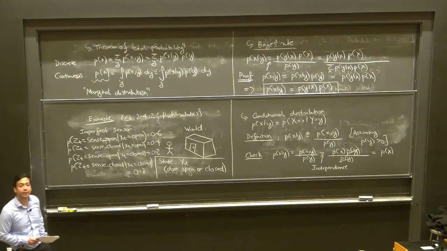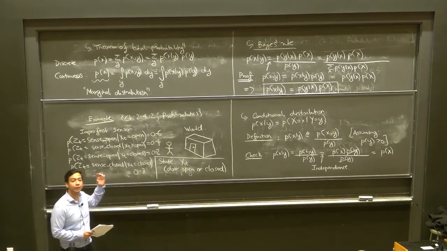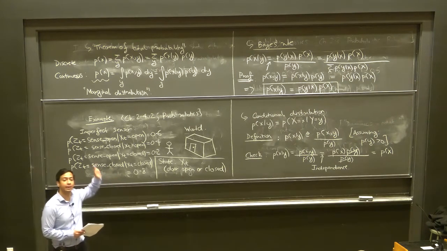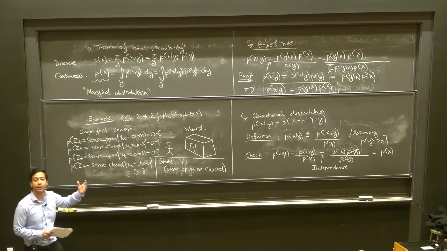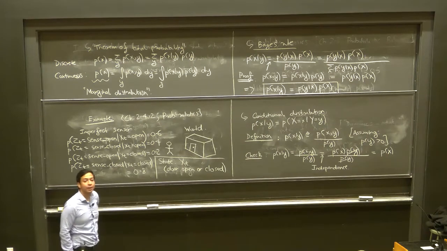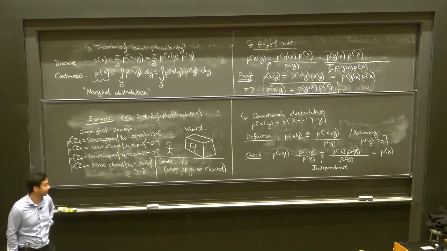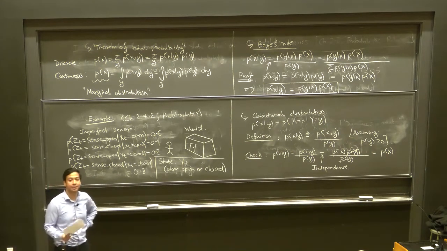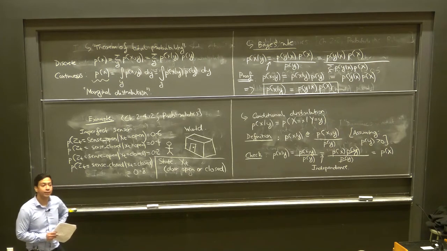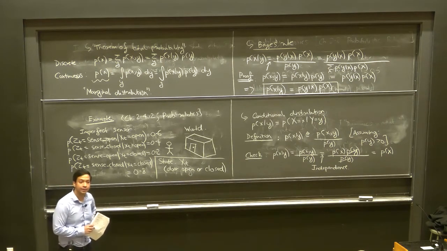So one question to consider is how would you get a model like this? We're going to take this as an input, but in practice we're going to have to actually acquire some kind of probabilistic model like this. Conceptually, how would you go about getting a model like this in practice?